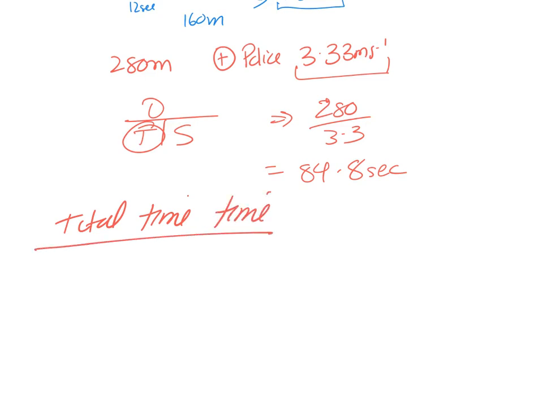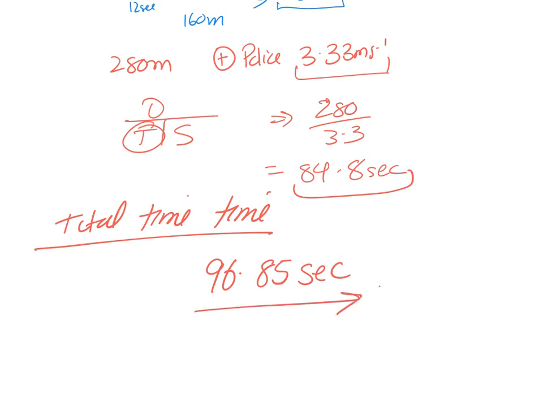The total time means after it is accelerated and the point it took 4 seconds to start up, after that point it took 84 seconds to chase down the car. So we have to add 12 seconds to this question answer, and we get 96.85 seconds. After this time, the police car has chased, or at least met up with the speeding motorist. Hope this helps.